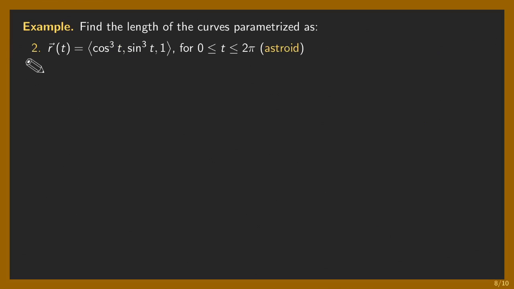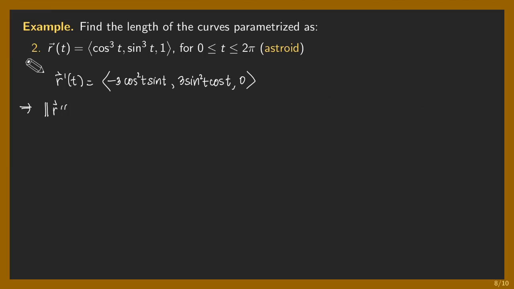How about for the asteroid? This one is not easy to get using simple geometry, so we calculate using calculus. First take the derivative. This is 3 cosine squared t sine t, but with a negative. Then what? 3 sine squared t cosine t. The derivative is 0. So what's the norm?